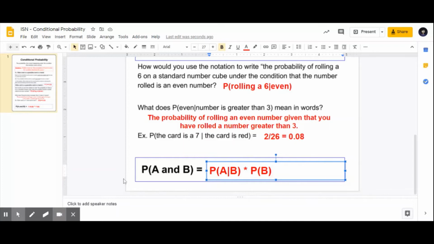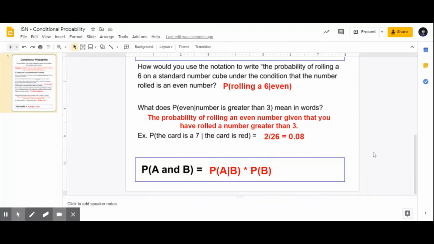So having this rule will help us if we don't have a table and we can't calculate them individually. Maybe we're given some information, kind of like the addition rule. It's another formula for us to use that will help us calculate something that we're missing. Okay? Let's continue on with our Nearpod.